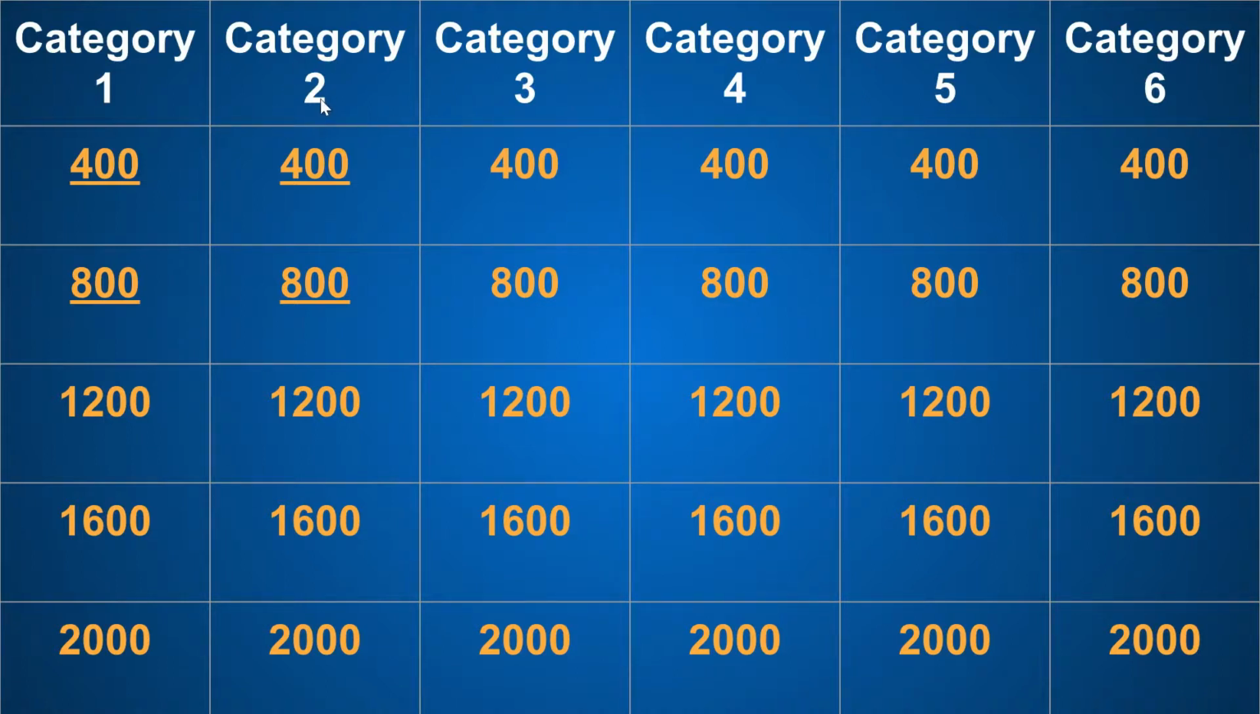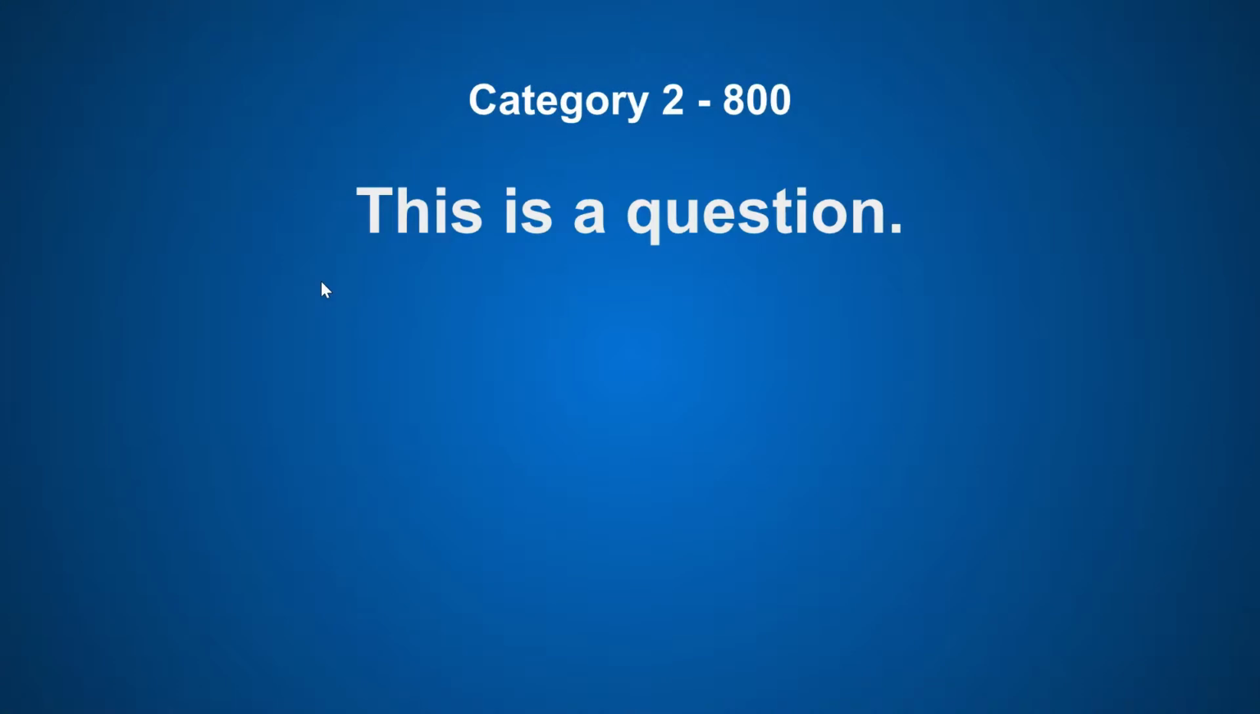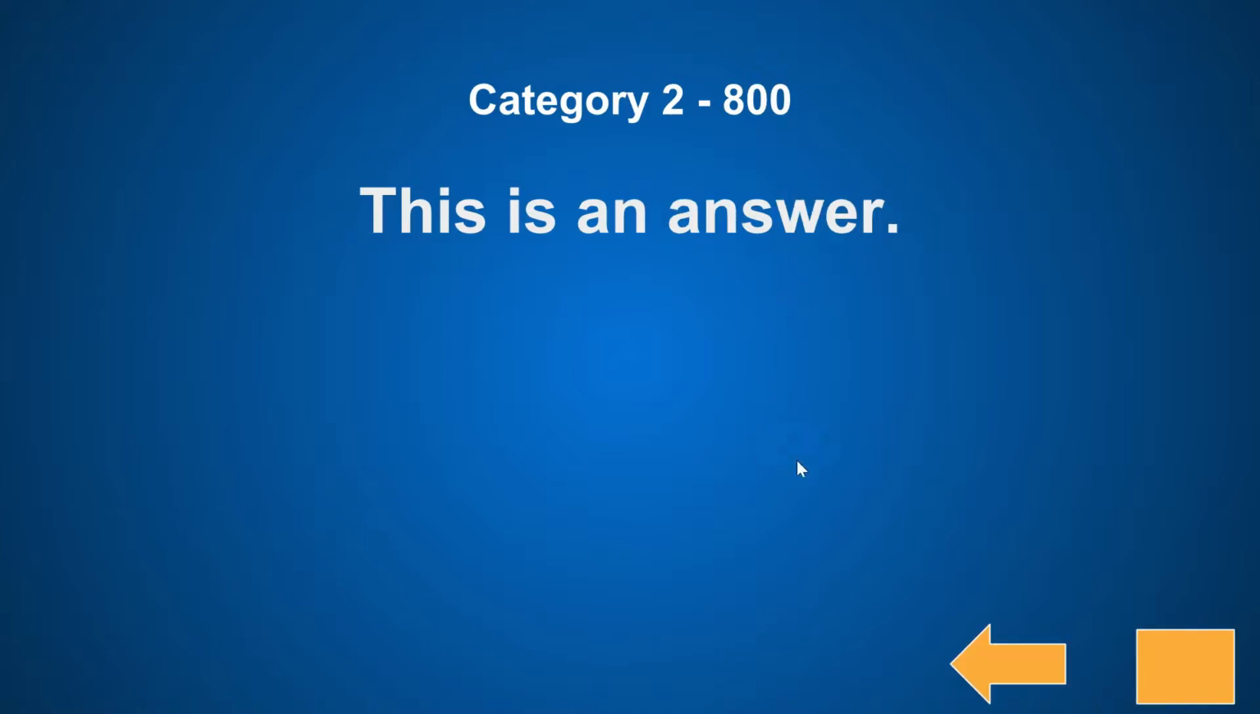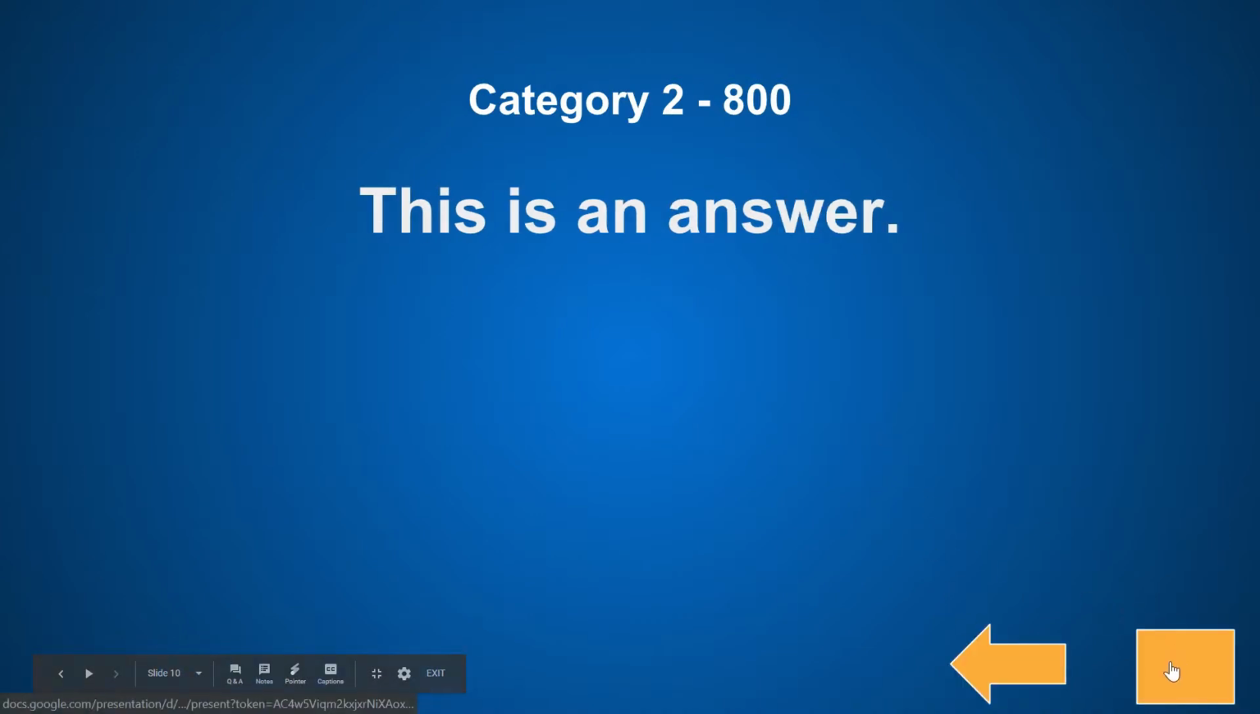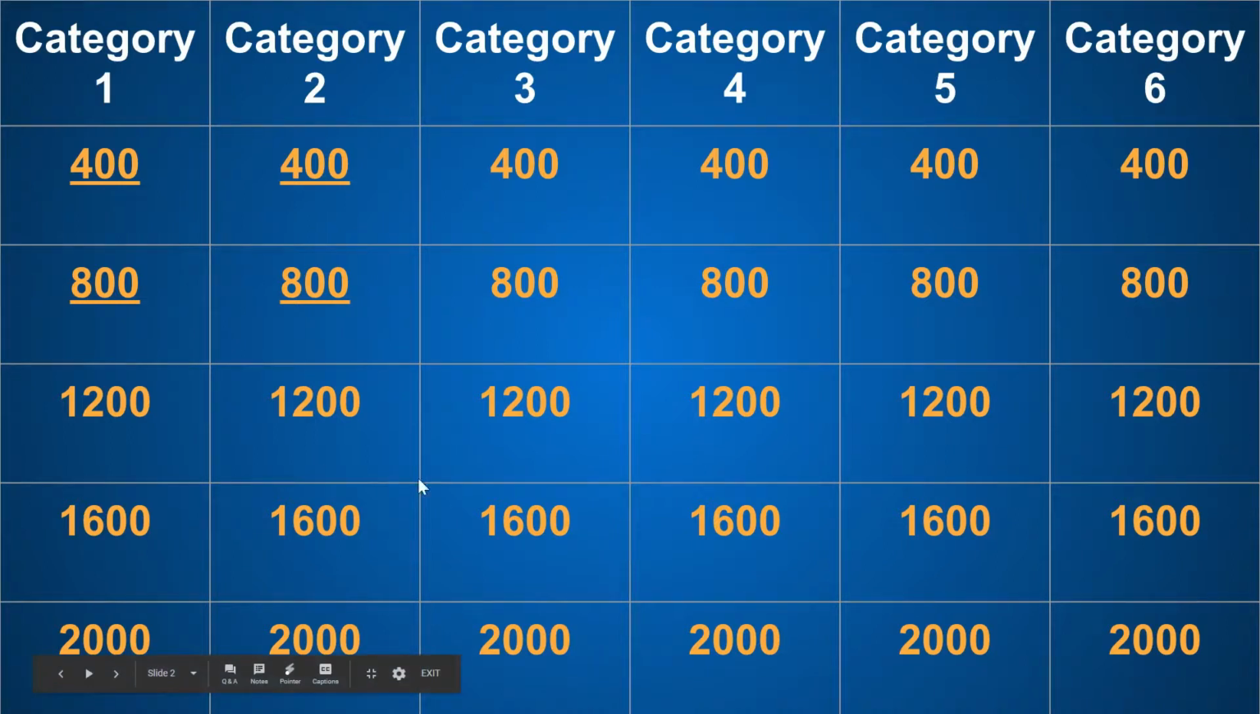So we'll say category 2 for 800. And this brings us to a certain slide that we've set up. And this is the question, which I guess would be an answer in traditional Jeopardy. And then you click once, and then you'll have the answer to that question, which again in Jeopardy is typically answer question format. If you want to go back and review the question, you can click here and go back to the board by clicking here.